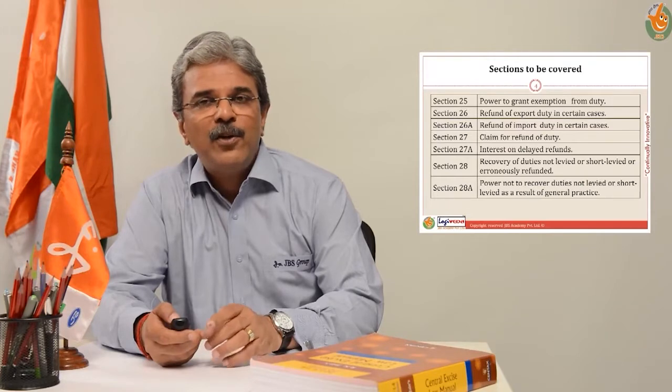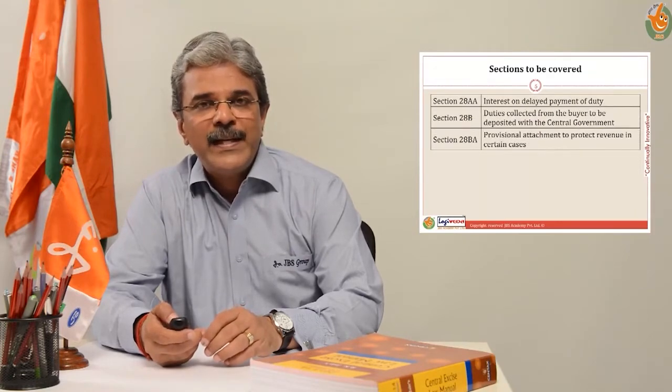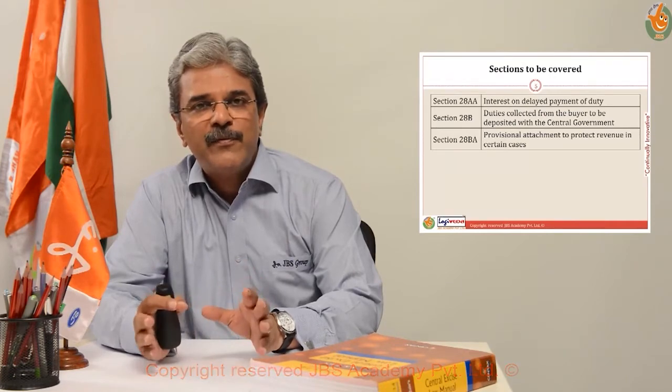28A, power not to recover duties not levied or short levied as a result of general practice. Section 28AA, interest on delayed payment of duty. Section 28B, duties collected from the buyer to be deposited with the central government. 28BA, provisional attachment to protect revenue in certain cases. So these are the various sections that we shall be covering in chapter 5, levy of and exemption from customs duties. Now let us go over each of the sections very briefly.